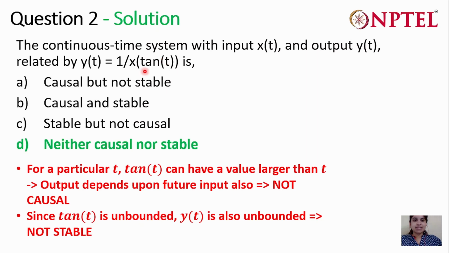And since tan of t is unbounded, y of t may also become unbounded. So, the system is not a stable system. So, the answer is neither causal nor stable.